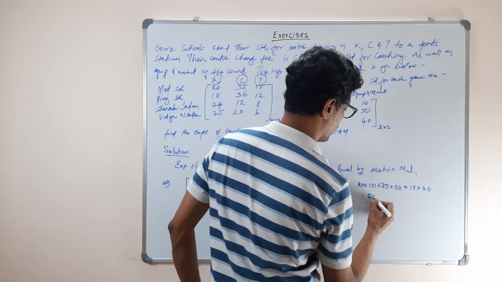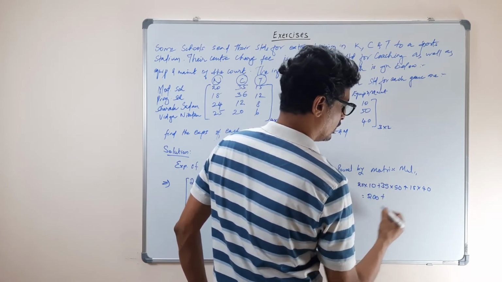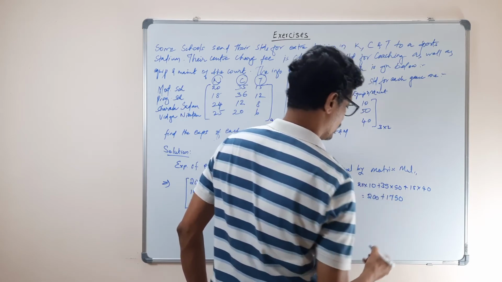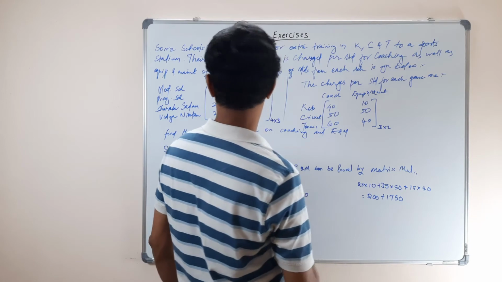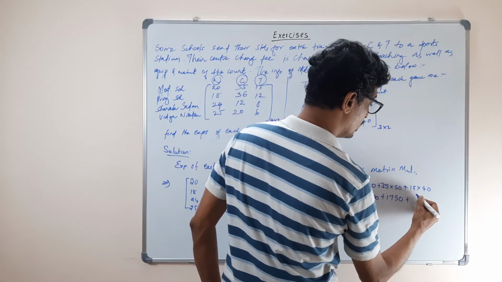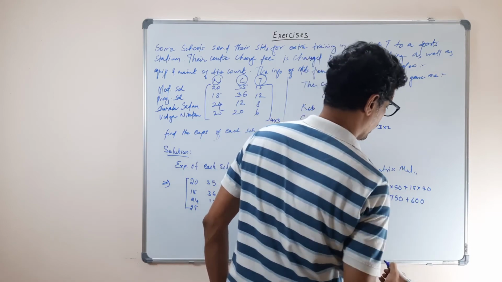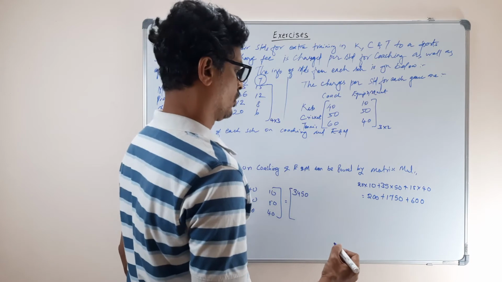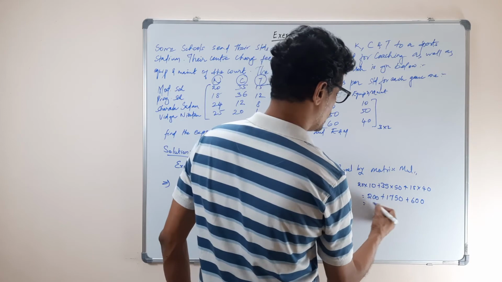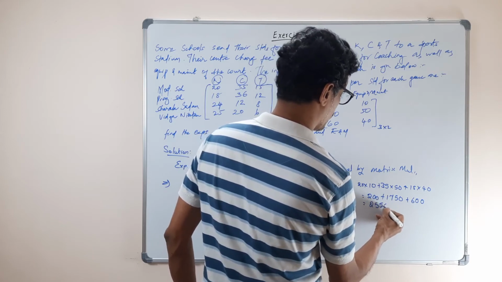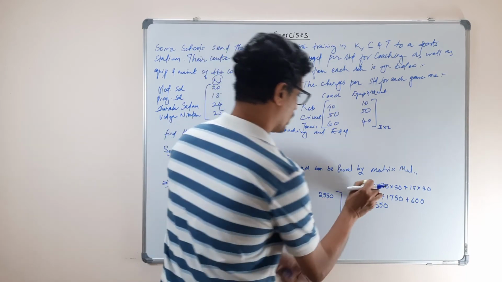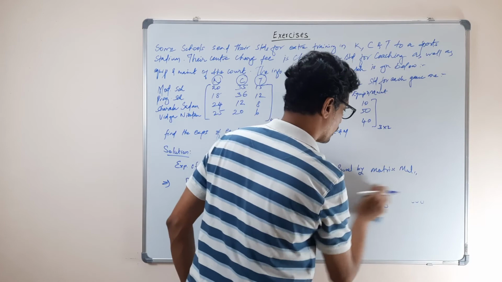20 into 10 is 200 plus 1750. Well, correct, right? Yeah, these are basically 50-50, correct. And the next one is plus, what is that? 600. Yeah. So how much will this be? This is 800. How much? 2550. Correct? So this will be 2550. So now we have got the first row, both the columns, right?